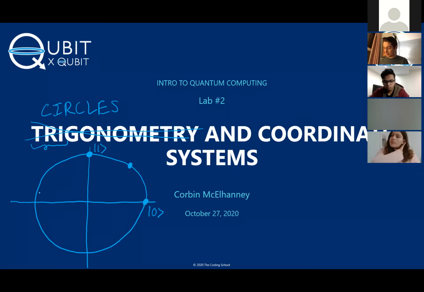It turns out that there are a bunch of other points around this circle that are also superpositions of 0 and 1, and we'll talk more about that later in the course. But this is the most fundamental reason why circles are relevant to quantum computing: quantum states can all be placed on circles or spheres or sometimes even higher dimensional objects. And so this kind of circle math, aka trigonometry, is going to be super relevant for us.